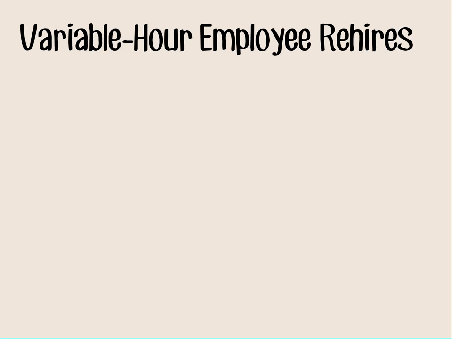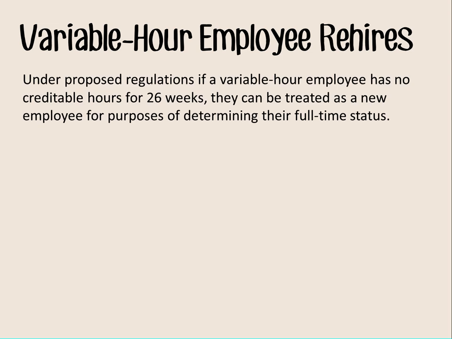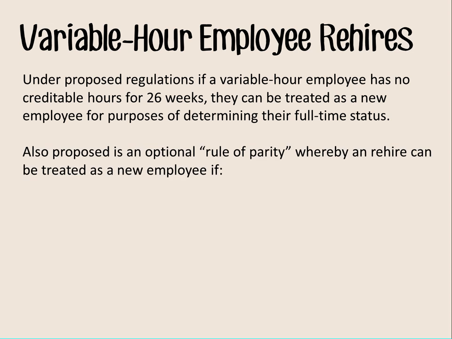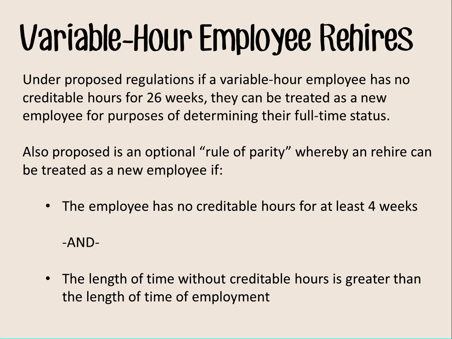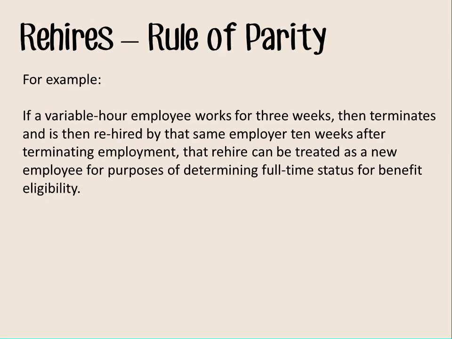Okay. We do have some additional rules that we want to make sure we consider around rehires, specifically for our variable hour employees. Now, under proposed regulations, if a variable hour employee has no creditable hours of service for 26 weeks, they can be treated as a new employee for the purpose of determining their full-time status. There's also a proposed rule of parity whereby a rehire can be treated as a new employee, meaning that entire average hours calculation resets, if the employee has no creditable hours of service for at least 4 weeks and the length of service without creditable hours is greater than the length of time of employment.